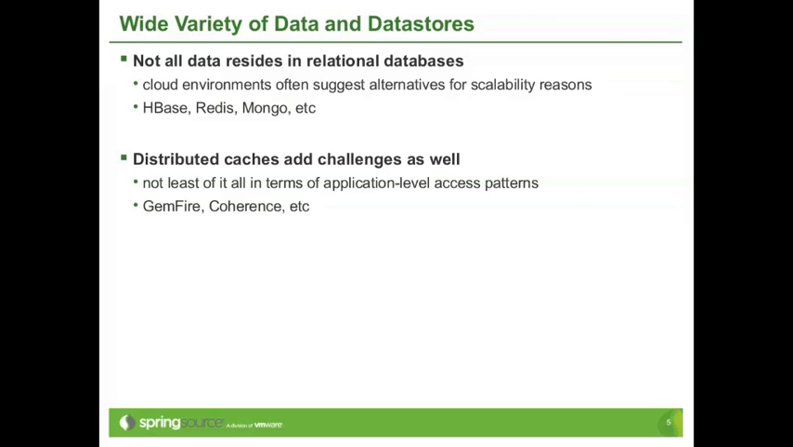So cloud platforms tend to come with cache service options or to recommend specific cache service options. In terms of products, we have Gemfire and Coherence as typical examples of distributed caches that in their modern-day incarnation are very suitable for cloud-style environments.